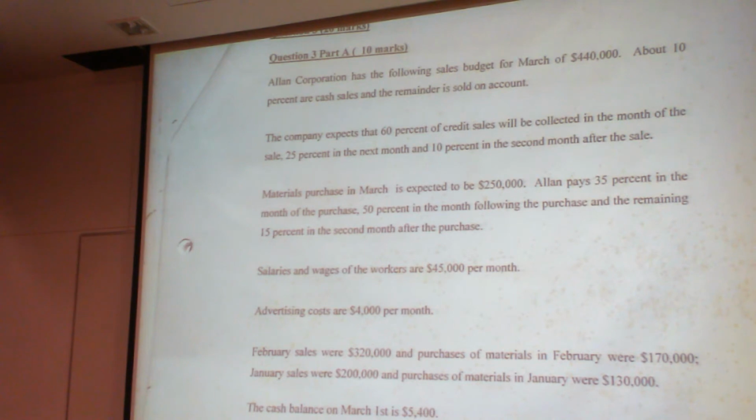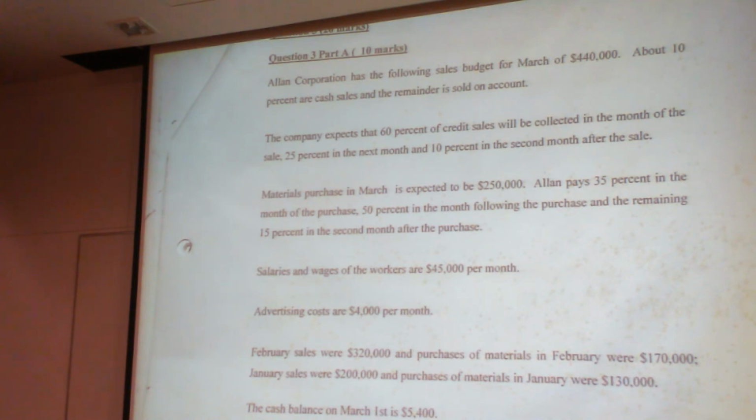Okay, now, May, right? They say that they have a sales budget of 440, about 10% cash collected, remainder is sold on account, means 90% on account, right? Then they say the company expects that 60% of credit sales will be collected in the month of sale, means what? 60 times 90, right? Correct? Then 25% the next month, means 25 times 90. Then 10% in the second month after the sale.